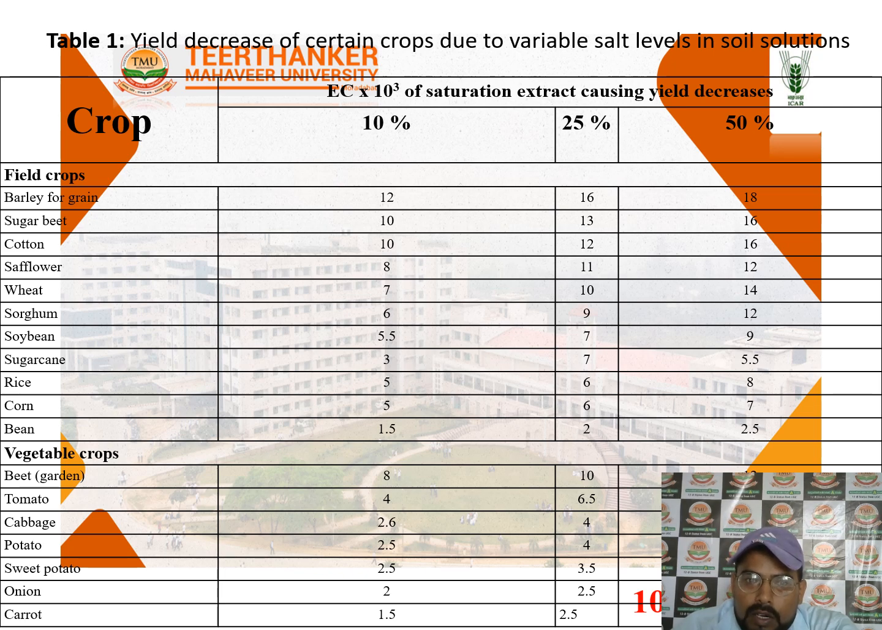Barley has more tolerance. Barley is more resistant to salts. Then second are sugar beet, cotton, wheat, sorghum, soybean and rice, and vegetable crops like beet, tomato, cabbage, onion. These are the salt resistant crops.